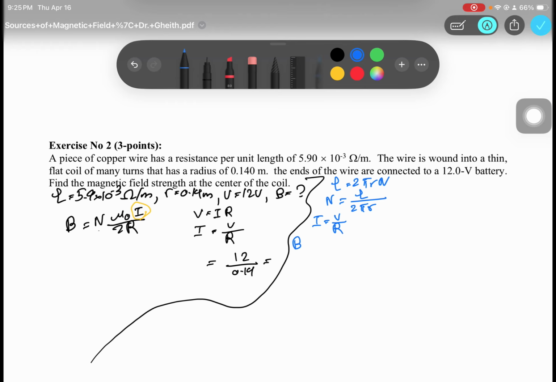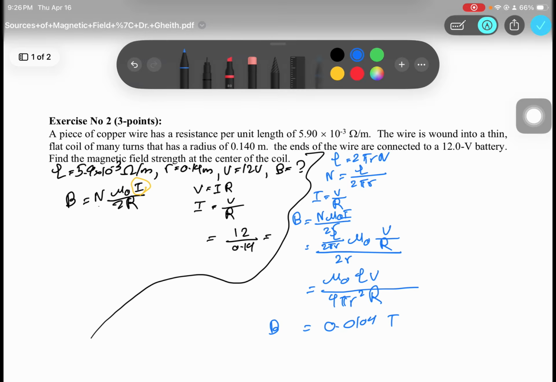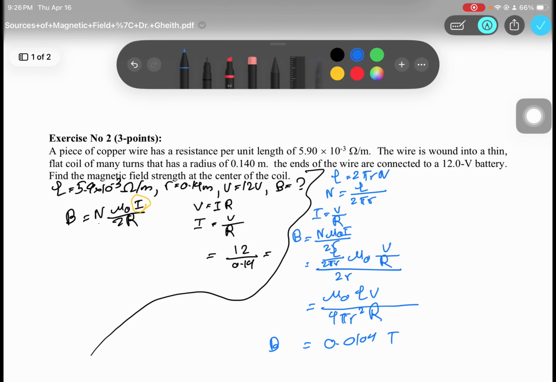Then he used the formula mu naught I by 2r, and he put in n equal to L by 2 pi r, and I equal to V by R. So this is over 2r. Then he used this, 4 pi r squared, and we got the answer 0.0 Tesla. Okay, let's move to another one.